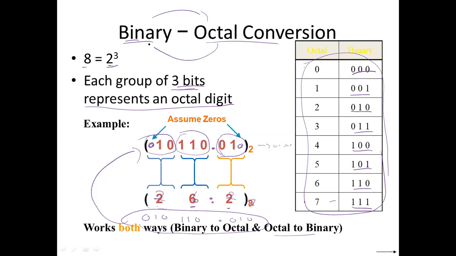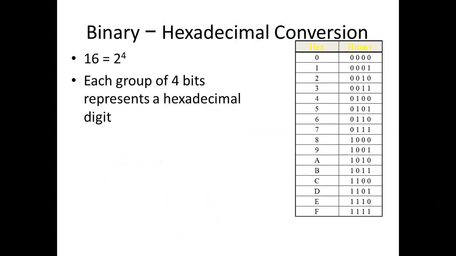Okay, so it works both ways, binary to octal and octal to binary; both conversions are covered here. Now binary to hexadecimal number system. The base of the hexadecimal number system is 16 and the base of the binary number system is 2, and 16 is equal to 2 raised to power 4. So each group of 4 bits represents a hexadecimal digit. Okay, now you have to use this table.